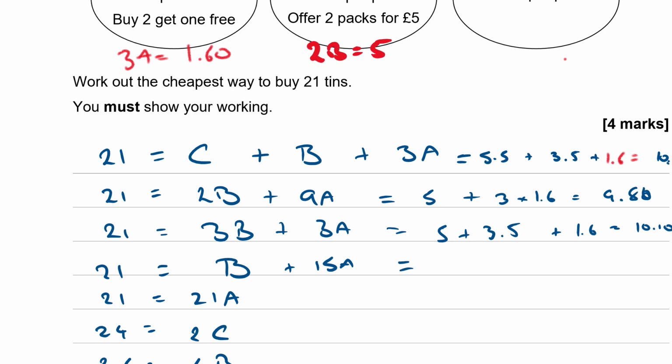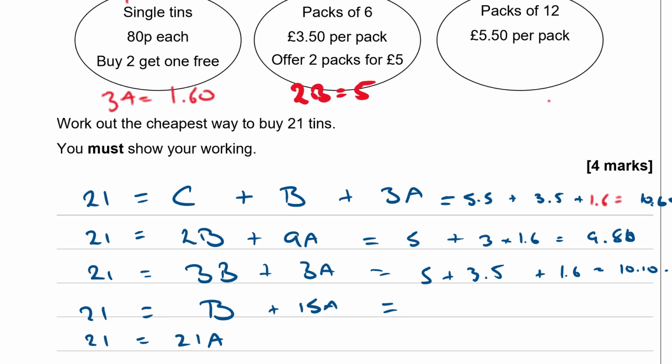Or I could do 1B and 15As. 1B is £3.50 plus 15As. That's 5 lots of 3 cans. So 5 times £1.60. 5 160s are 8 plus my £3.50 is £10.50. So again, that's not cheaper.